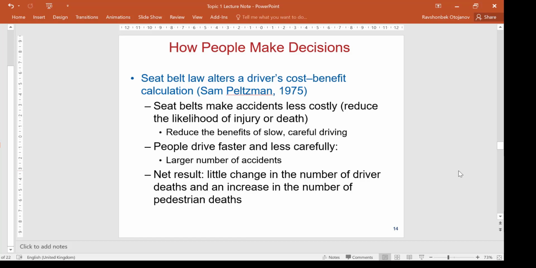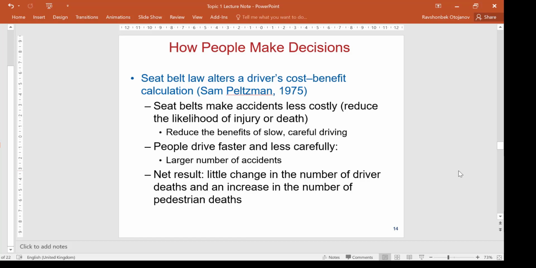So here, the intention of the policymaker was to reduce the accidents, save lives, reduce the injuries, but there is an unintended consequence, and that leads to larger accidents. The net result is that there is little change in the number of deaths and an increase in the number of pedestrian deaths, apparently.